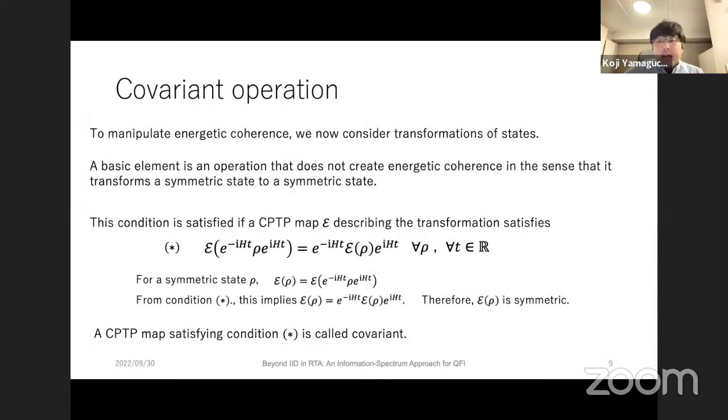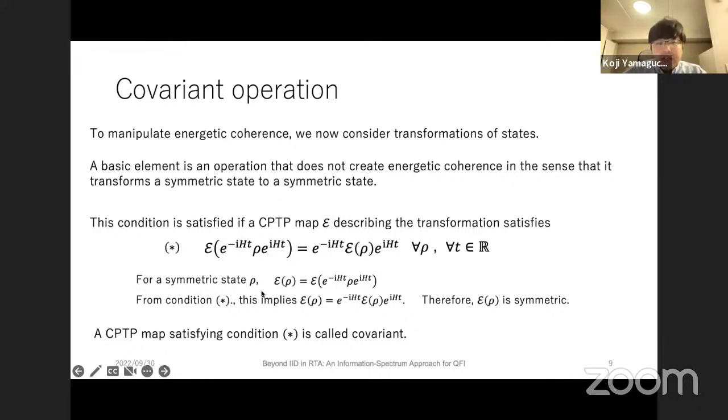So to manipulate energy coherence, let us now consider the transformation of states. A basic element is an operation that does not create energy coherence, in the sense that it transforms a symmetric state to a symmetric state. So this condition is satisfied if a CPTP map E satisfies this condition. And this can be checked as follows.